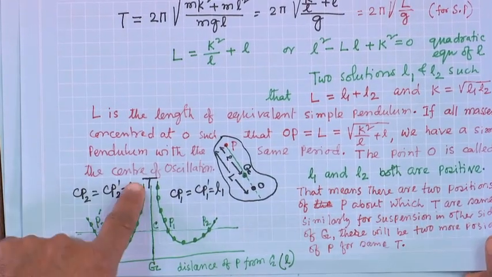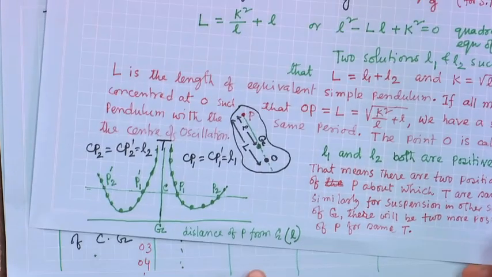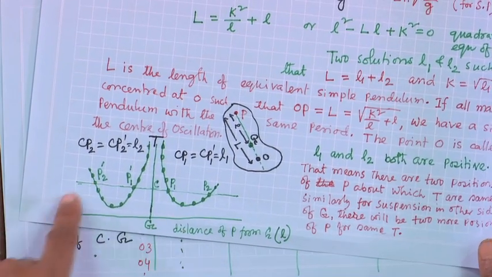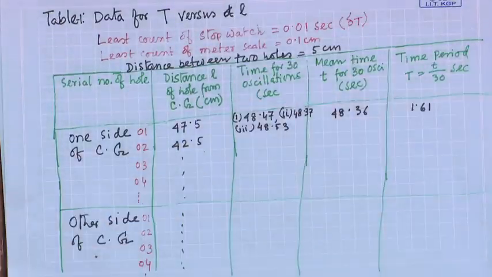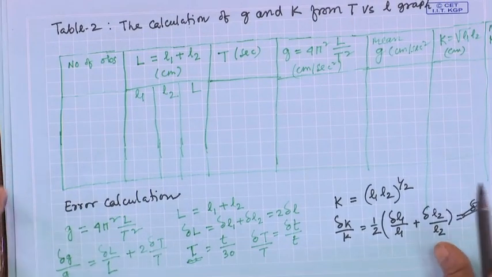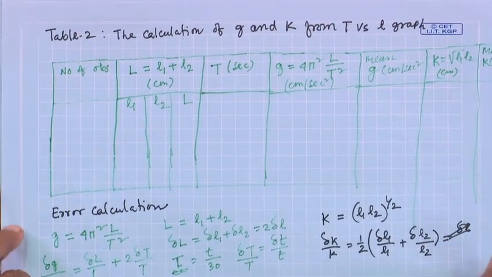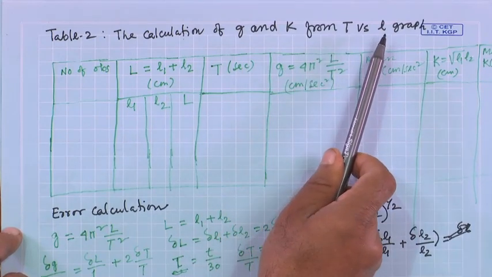Okay. You should plot time versus this distance of P from the center of gravity. From the plot you have to find out these 4 points, then you can calculate the G value and radius of gyration K value. Then the next table is for calculation of G value and K value from the T versus L graph.